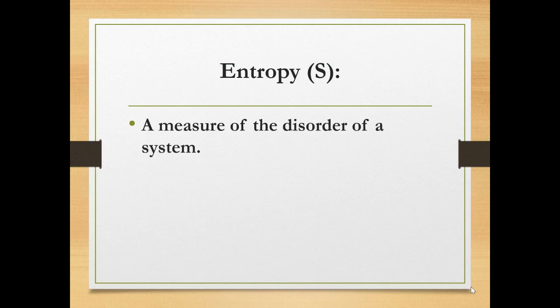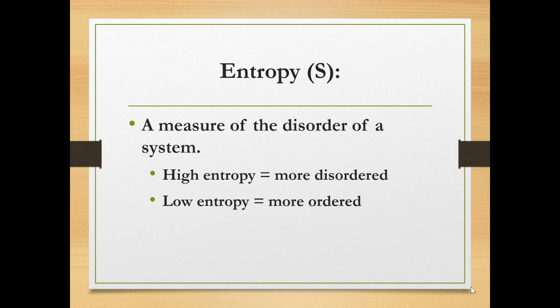And entropy is the measure of disorder of a system. In other words, when you have a system, how disordered is that system? Are the particles really moving fast and random, or are they very organized? If they're moving fast and very random, then that's high entropy. And if they're very organized, then that's low entropy. And so entropy has to do with order or disorder. More disorder, more entropy. So high entropy is more disorder, low entropy is more ordered.